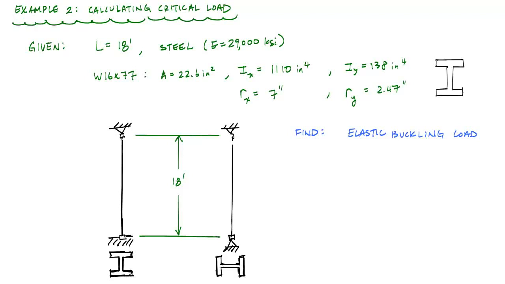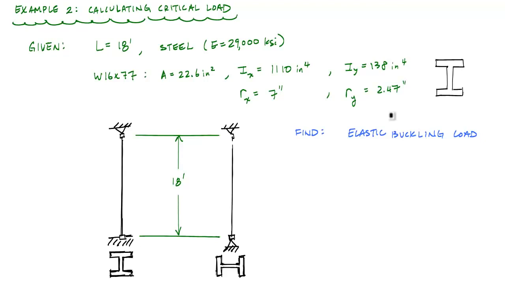And in this video we're going to do a simple calculation of the critical load for an I-shaped cross-section column that's 18 foot long, made of steel, modulus of elasticity 29,000 KSI. Here I've chosen a W16x77 to represent the column, and if you're familiar with the AISC manual, you'll be able to look the shape up and find all the geometric properties that I'm showing you here: area, moments of inertia, and the radius or radii of gyration.